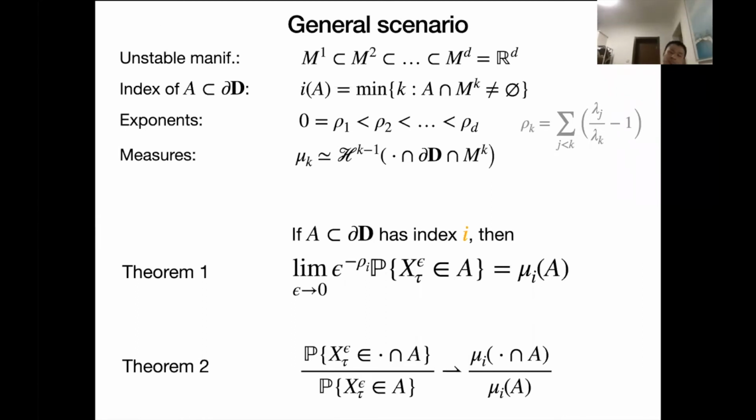If A is a set regular enough on the boundary, and it has index I, then the probability of exit from A is going to be decaying like epsilon to the power rho I. The scaled limit is given by mu I. The second theorem is that we take a quotient and we have this convergence of the conditional law. Okay, so these are the main results we have.